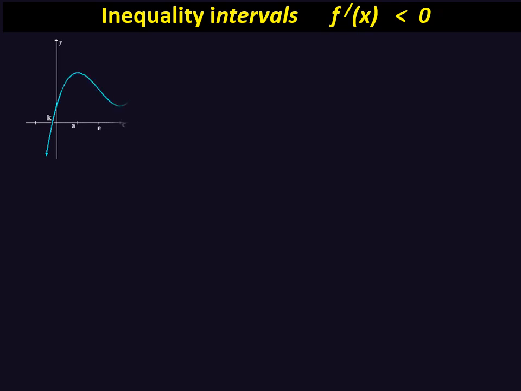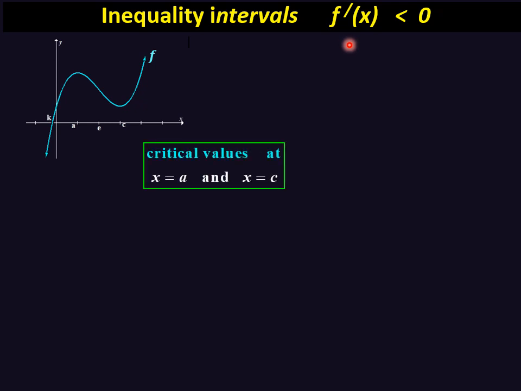Now let's look at some inequalities. The inequality interval for, what does this mean? This means the first derivative less than 0. What does first derivative also mean? The gradient is less than 0. If the gradient is less than 0, what does that mean? That's correct. It means the graph is decreasing, right?